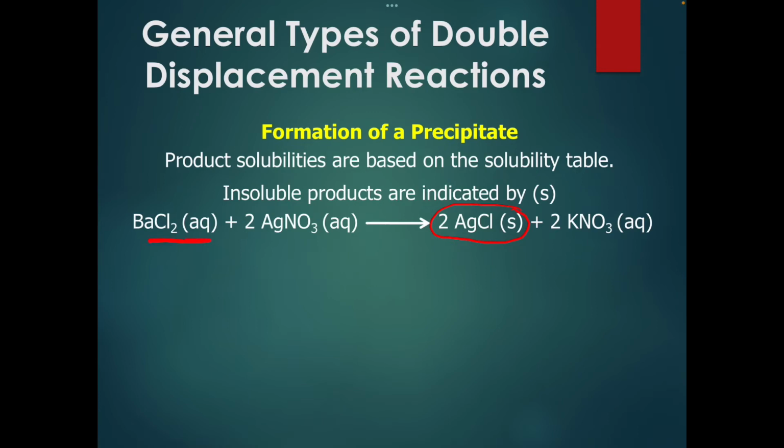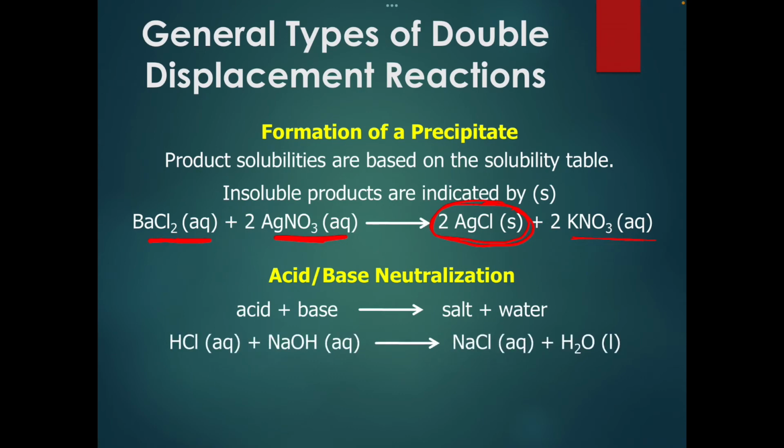You'll notice that the two solutions that we're adding in the beginning are both aqueous. That's typically how this is going to play out. We're going to pour together two different aqueous solutions, and they are going to form an insoluble solid. Typically, the other product will be aqueous. Not always, but most of the time.